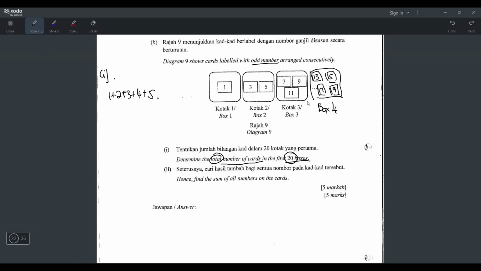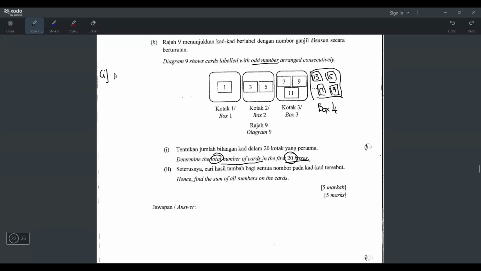They want the total. So what you should do is, of course, you can do it like this: 1 plus 2 plus 3 plus 4 plus 5 plus, until plus 20, right? But I don't recommend it. There is a better way to write your working. Let me show you. You use the progression formula. You use the Sn formula.